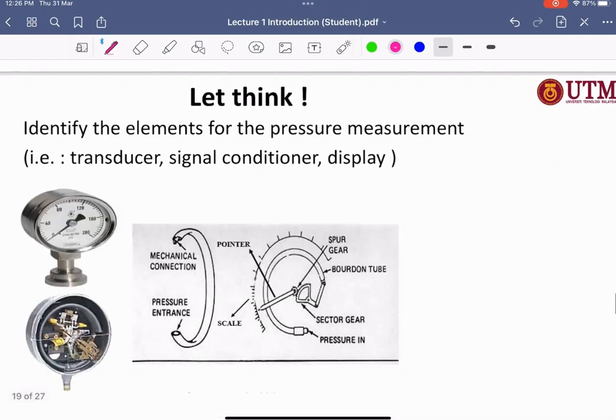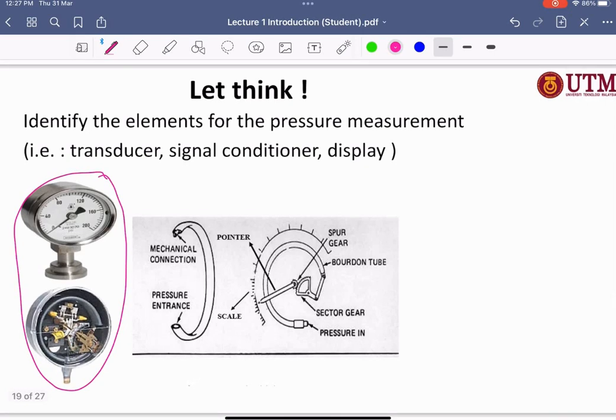Okay, this one, so let's think. Identify the elements for the pressure measurement. This is the pressure measurement, right? When you pump the tires of your car, you need this. You will see this a lot when you go to work in industry. Then identify which one is the transducer, which one is the signal conditioner, and which one is the display. If we look inside this pressure measurement, we have the pressure in here, and it will trigger the gear, and then the gear will trigger the pointer.